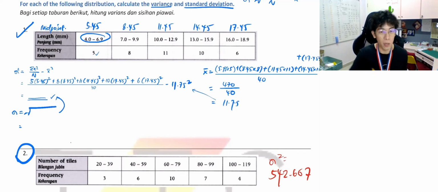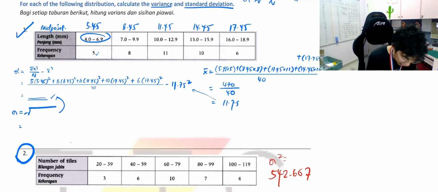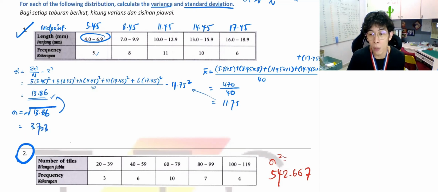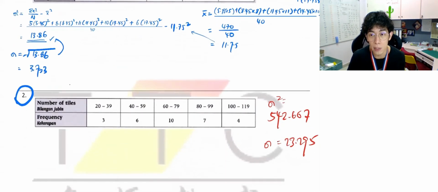Okay, everyone, stop. The answer is 13.86. Then you divide by 13. You square root 13.86. How much do you get? 3.723. That's the answer. For everybody, I want you to try all these questions.